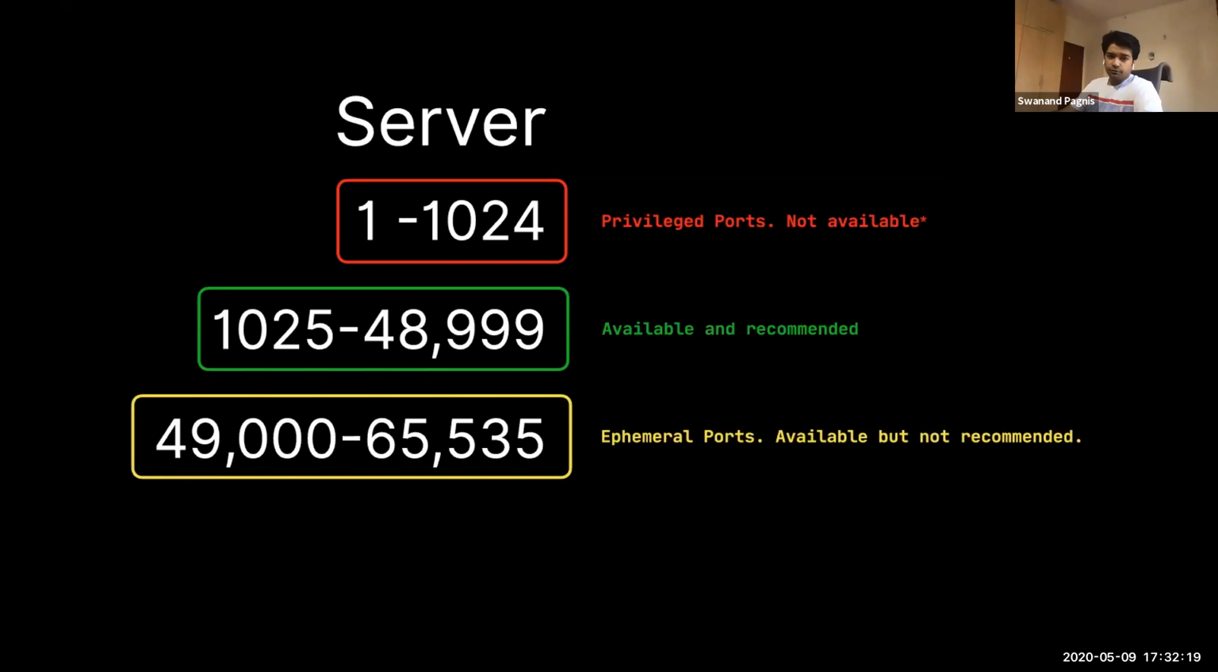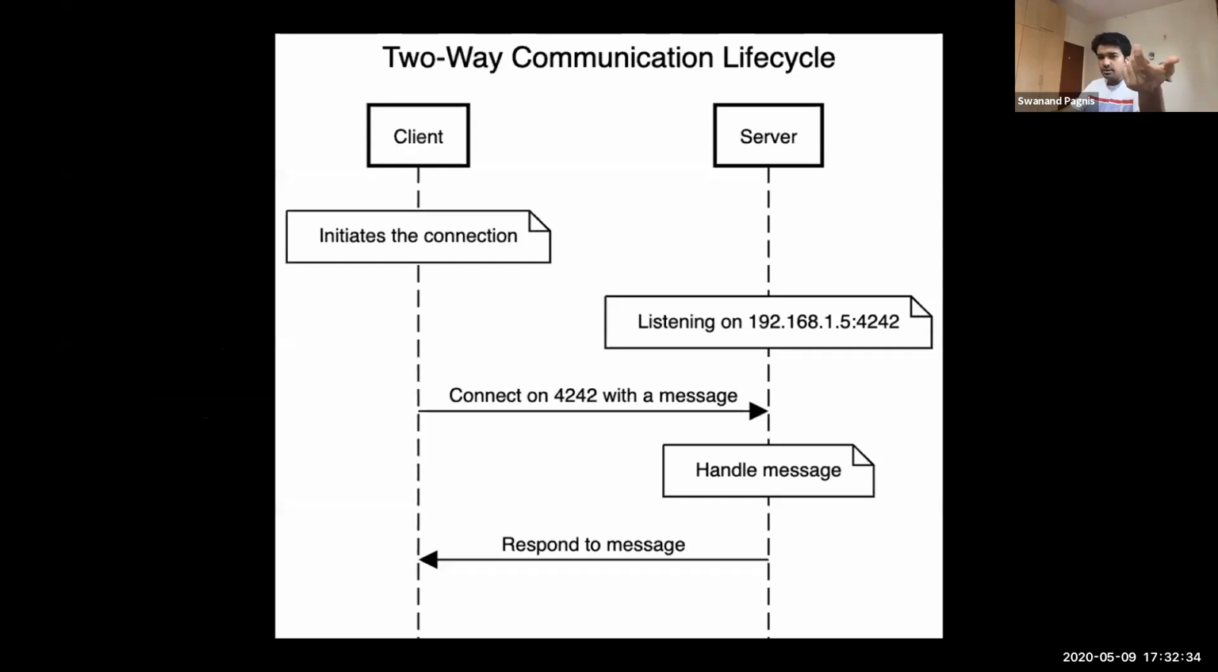The client will pick one of these yellow marked ports and say, okay, here is my message, and when you send the response back to me, send it on this port. And this port is bound for the short duration of that single message. And then after that, it's unbound.